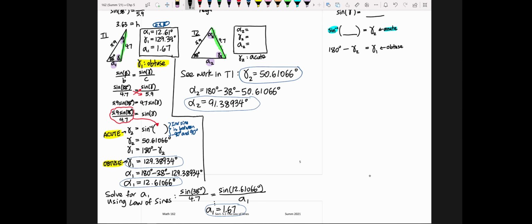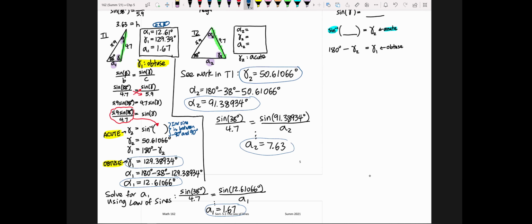Okay, and then we set up our sine of beta over b is equal to sine of alpha 2 over a2. And we can solve for a2 by setting the diagonal products equal to each other. Isolate a2. A2 comes out to be 7.63.